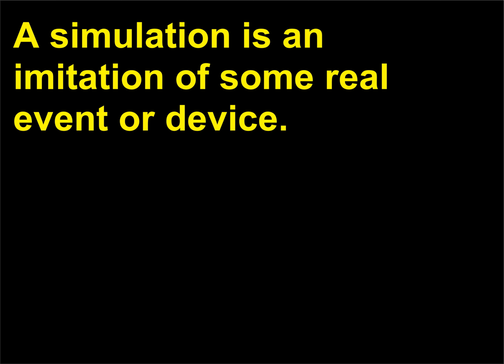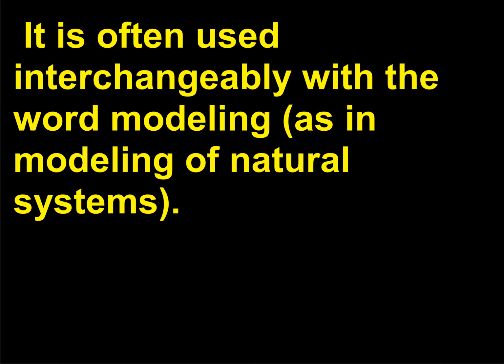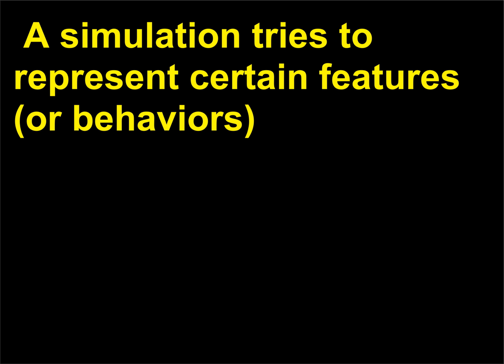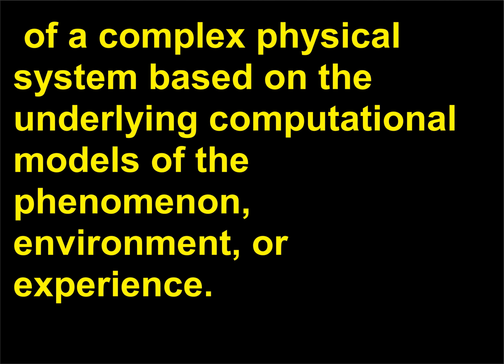What is a simulation? A simulation is an imitation of some real event or device. It is often used interchangeably with the word modeling, as in modeling of natural systems. A simulation tries to represent certain features, or behaviors, of a complex physical system based on the underlying computational models of the phenomenon, environment, or experience.